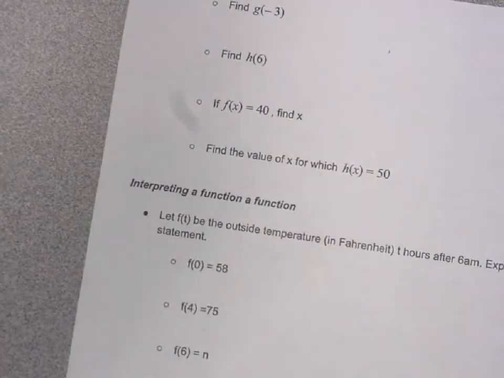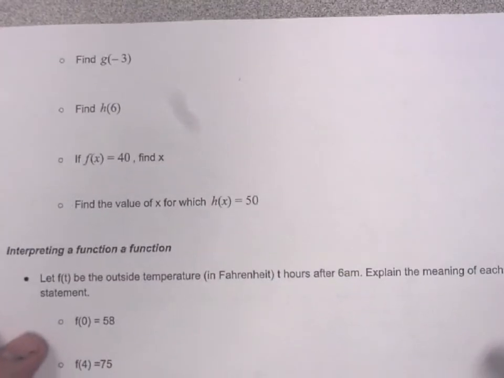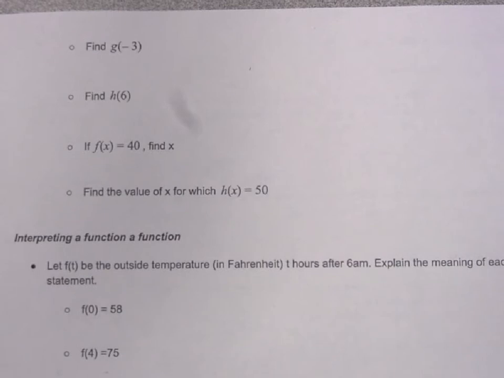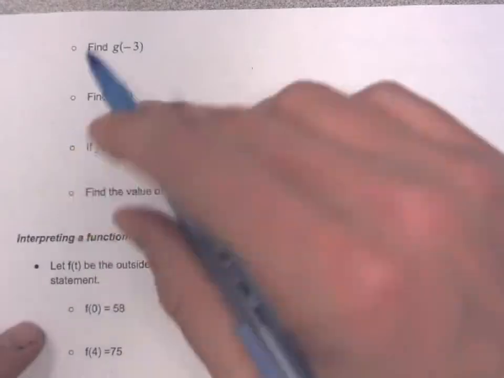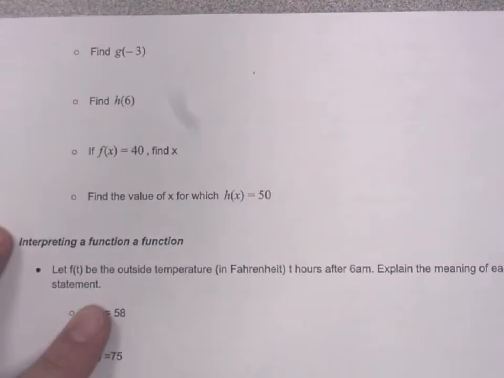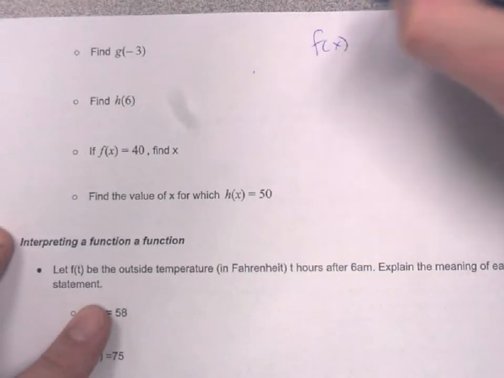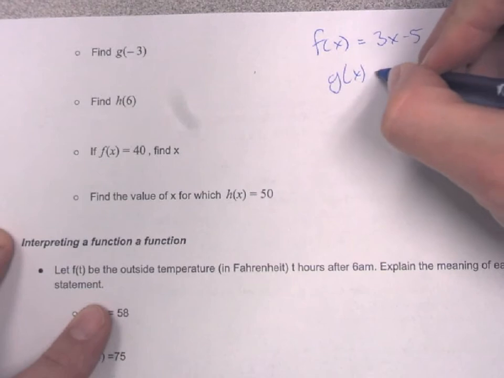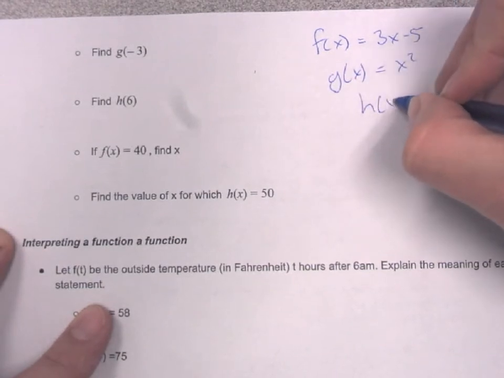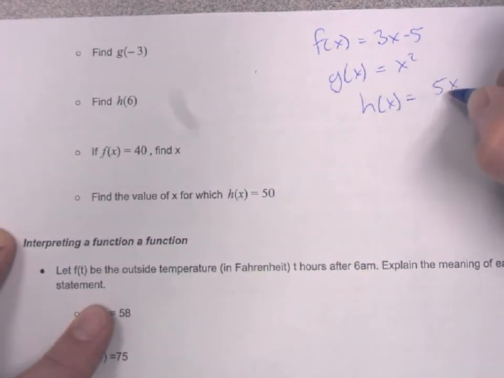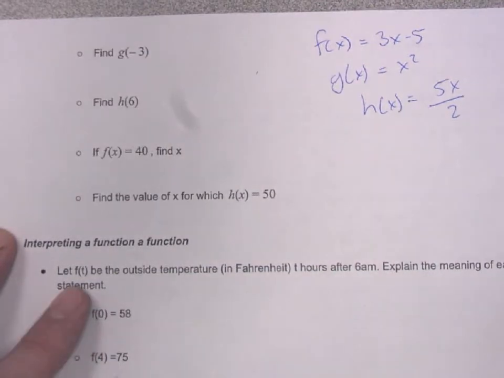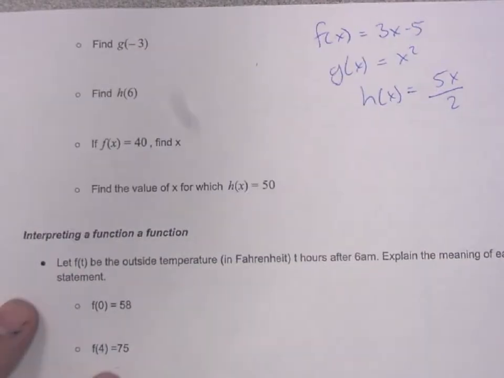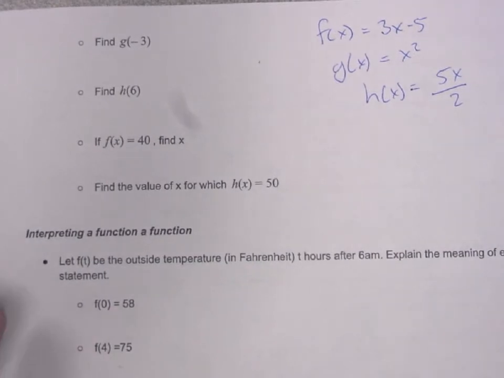All right. Now this next one is kind of tricky because of the way the notes broke up, the page break. So when we look at these questions, we're still referring to the same 3 functions. So I'm just going to write those down here. We had f of x equals 3x minus 5. We had g of x equals x squared. And we have h of x equals 5x over 2. So these are the same 3 functions we defined. It's just when you go to the next page, you kind of lose track of them.